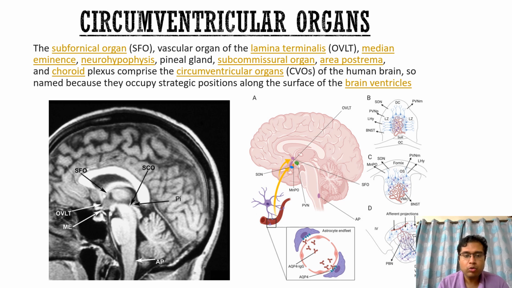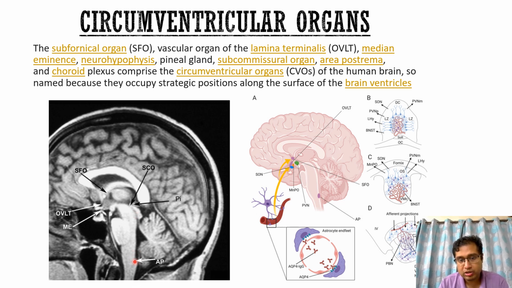Aquaporin 4s are typically located in the circumventricular organs of the brain, that is the organs which are not within the blood-brain barrier, outside the blood-brain barrier. These include the subfornical organ, that is SFO. This is the subfornical organ, the lamina terminalis, the median eminence, the subcommissural organ, which is here, area postrema of the brainstem.